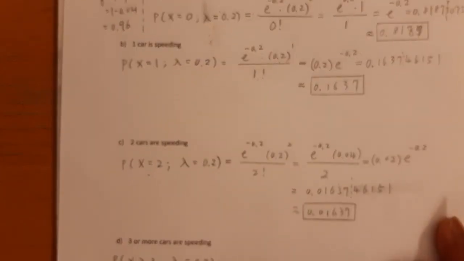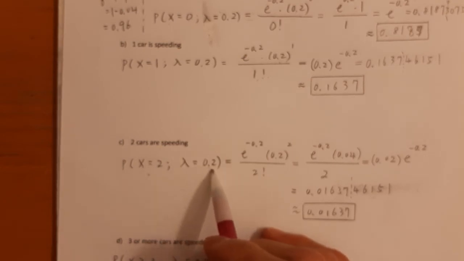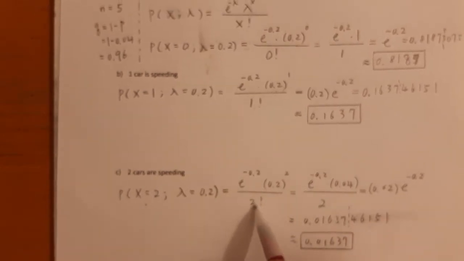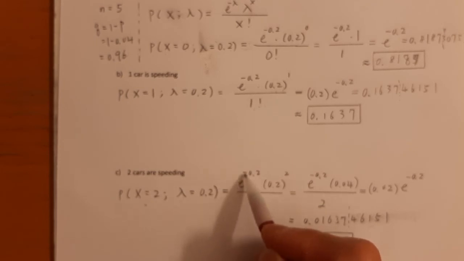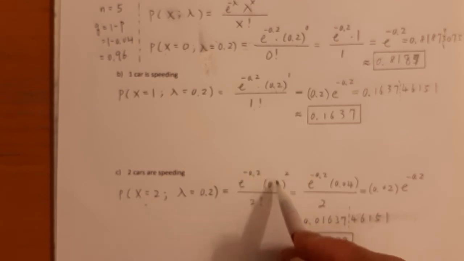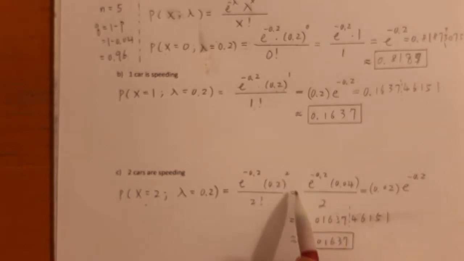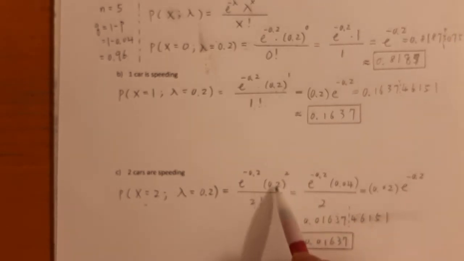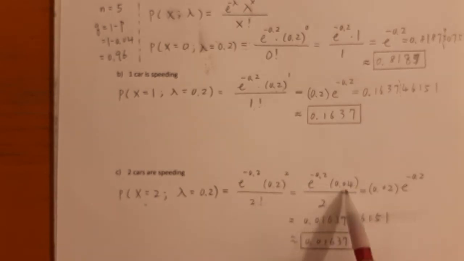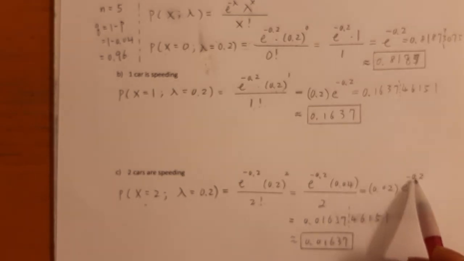Next one, 2 cars. So x equals 2. Lambda is still 0.2. Plug into the formula. X factorial is 2 factorial. E to the power negative lambda, so e to the power negative 0.2. Lambda to the power x. Lambda is 0.2 to the power x, which is 2. So 0.2 to the power 2 is 0.04. 2 factorial is 2 times 1, which is 2. And this reduces to 0.02. Then times e to the power negative 0.2. You get this answer. Use the calculator.